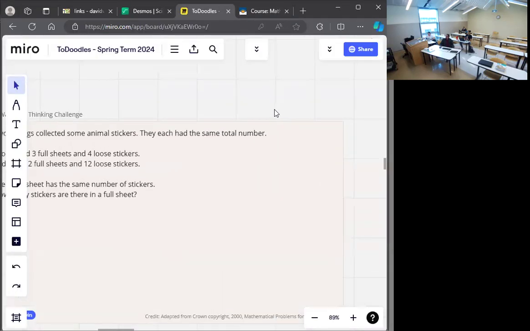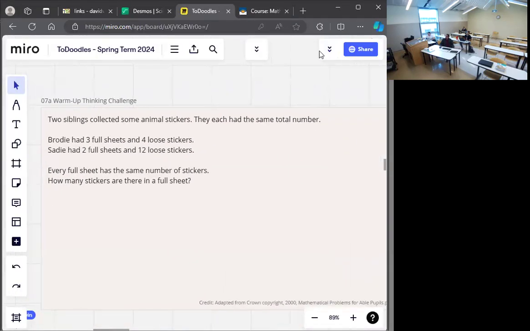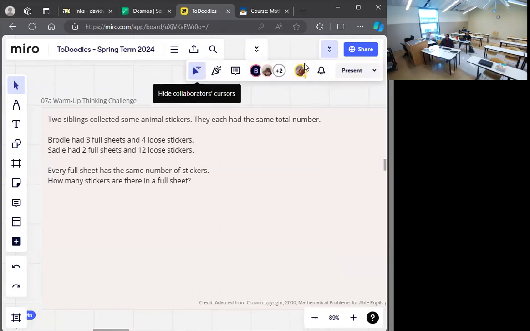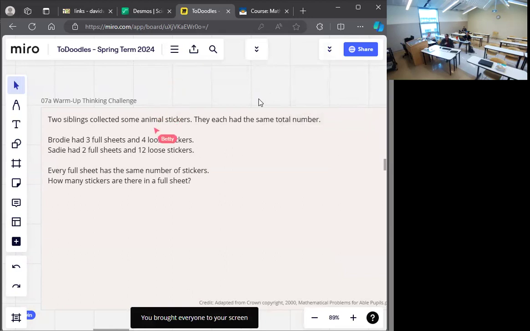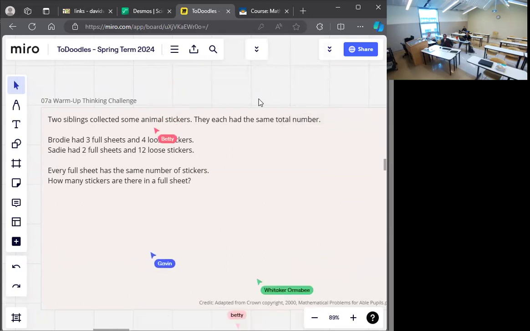Okay, so let's do our warm up, and if you can join this, then I will bring everyone to me. So we're all looking at the same one. There's no cute picture for this warm up, although we can draw things if it helps.